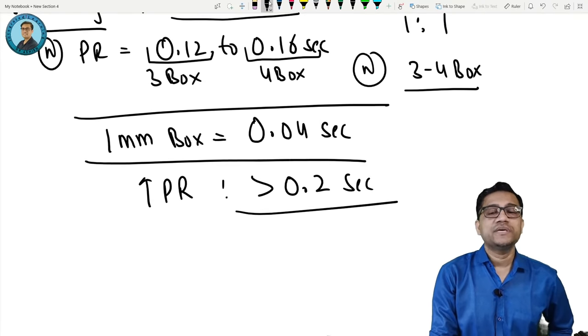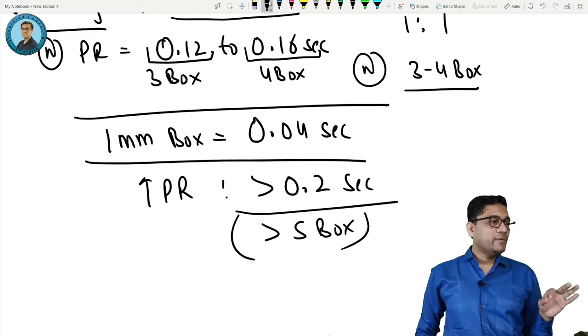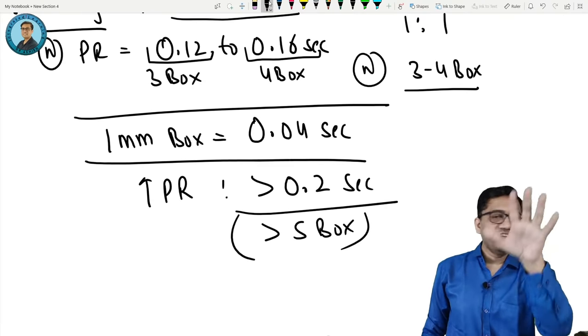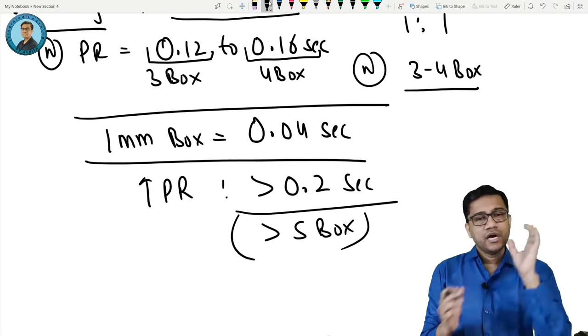That is how many boxes? That is more than 5 boxes. So are you able to understand? So how many boxes? Yes, more than 5 boxes. Easy. Done.